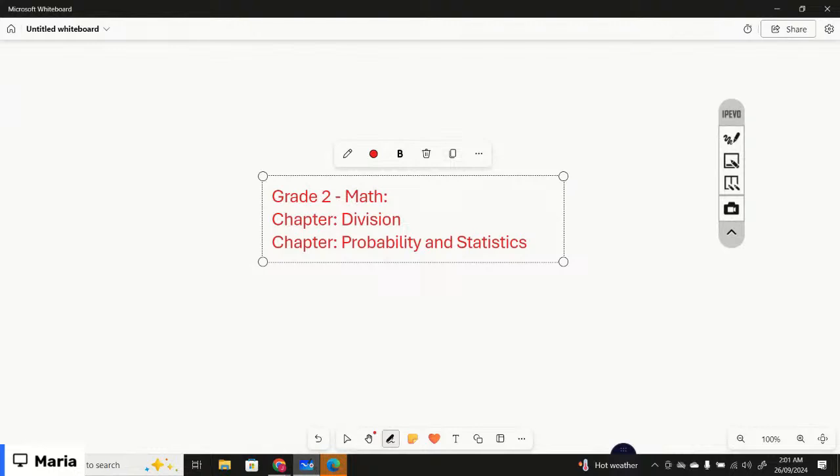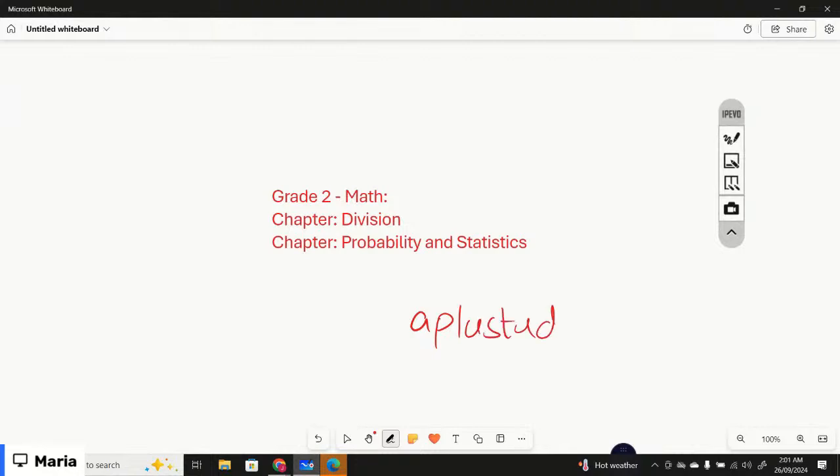You can find all the lessons on aplusstudents.com. You have to log in there using your email address and password as provided by the administrator. Then you have to select math from the subject tab, scroll down to grade 2 math, and then click on view all lessons. There you can find a list of the chapters.